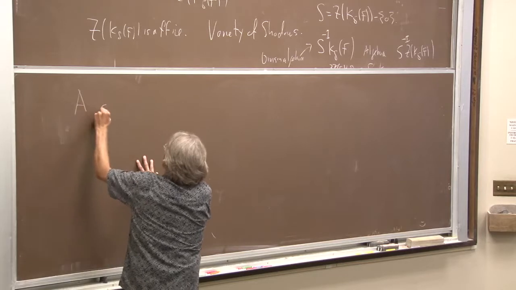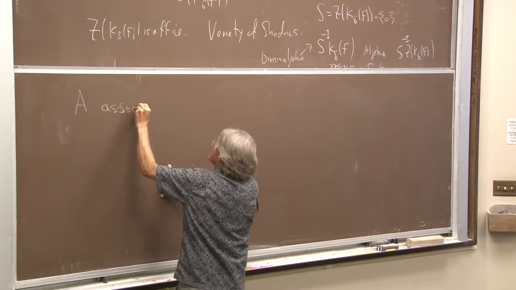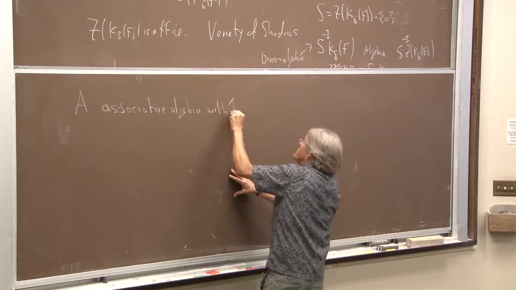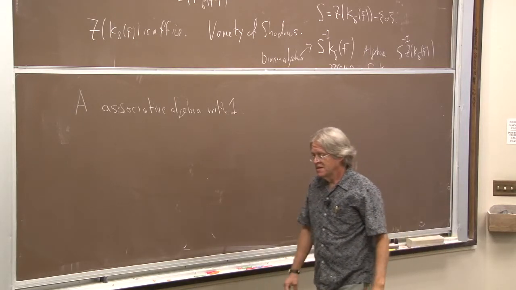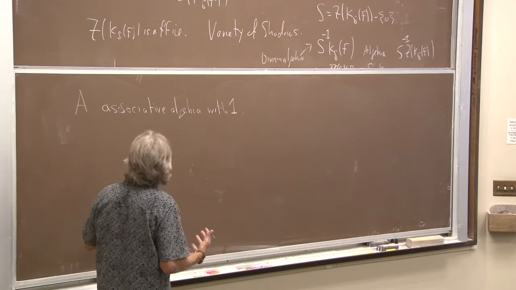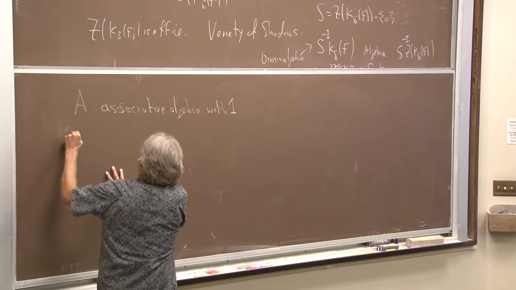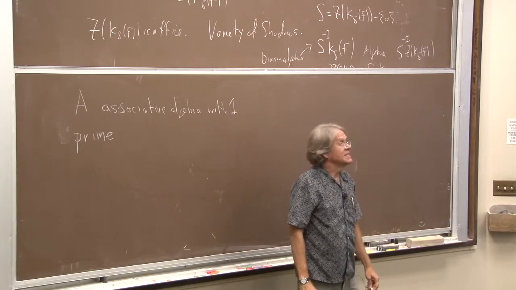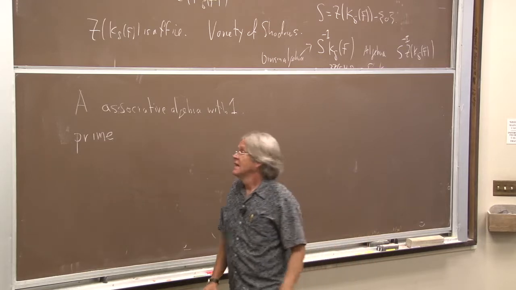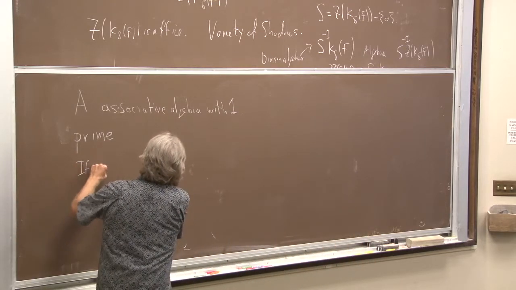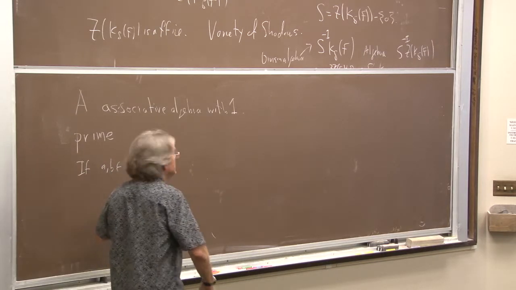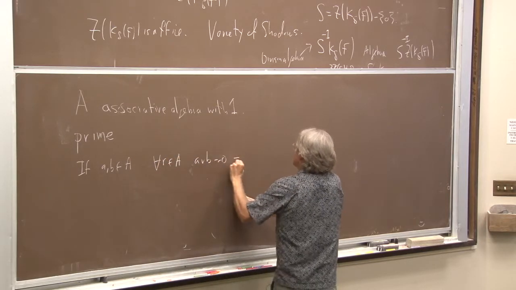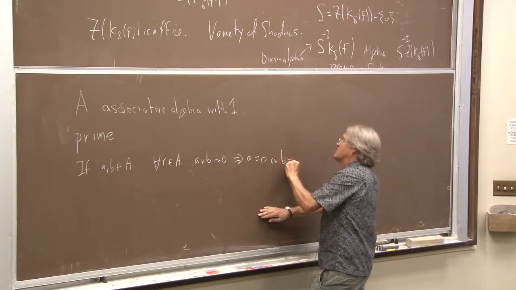So A is just going to be an associative algebra with unit. And you want the algebra to be fairly nice. For non-commutative algebras, there is a concept that generalizes being an integral domain, and that's being prime. We say A is prime if, whenever you have a and b in A, if it is the case that for every r in A, arb equals 0, that implies a equals 0 or b equals 0.